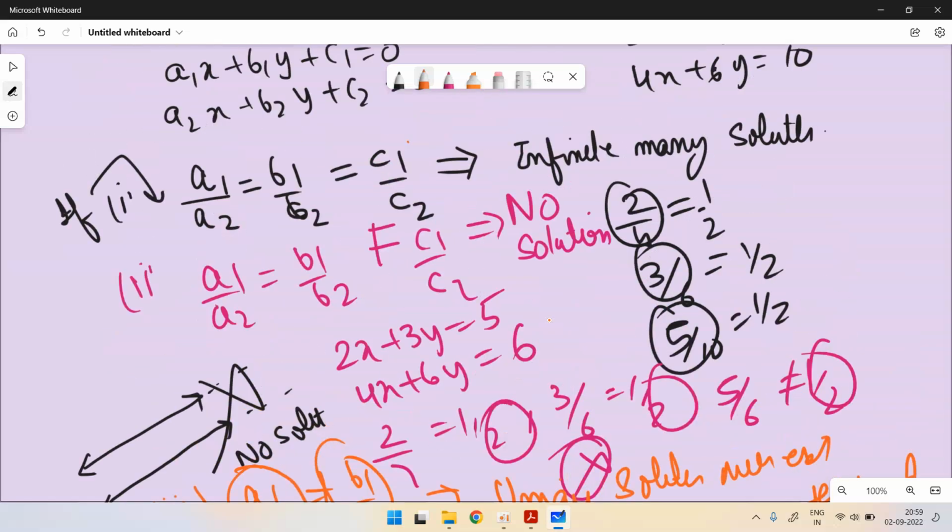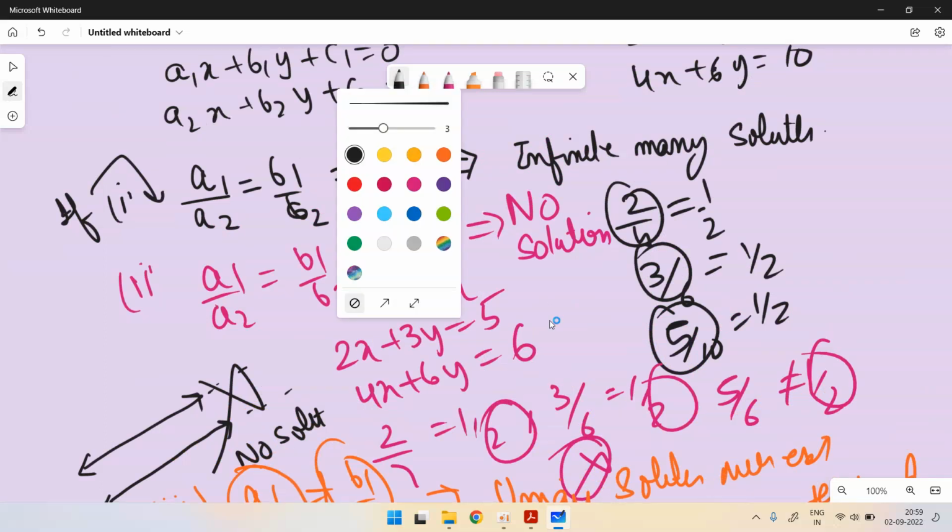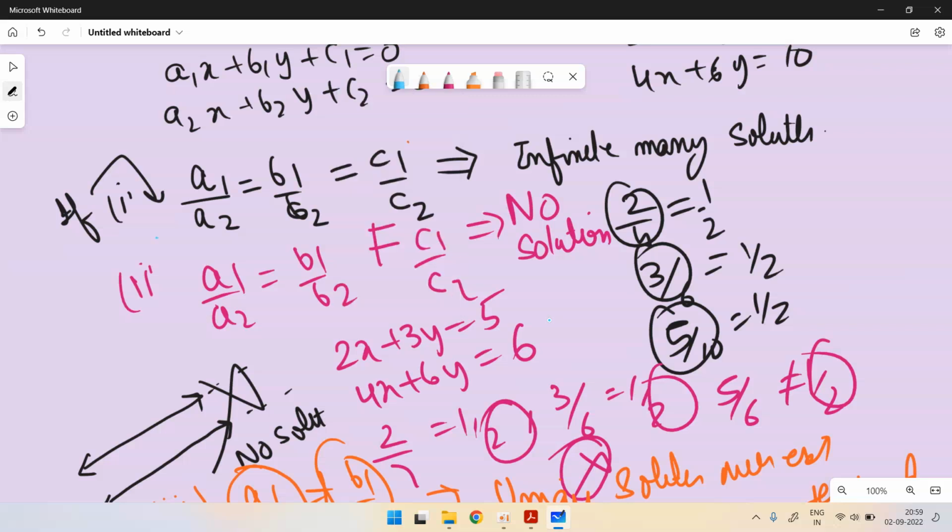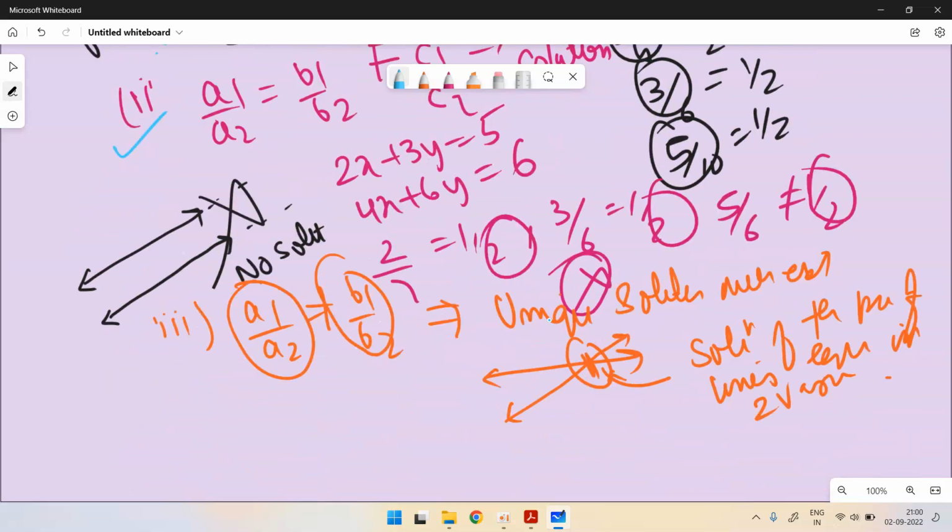So these three are the main topics you must know before solving any problem. You need to check whether a1 by a2 is equal to b1 by b2 equal to c1 by c2. Then infinitely many solutions, directly, and your time will be saved. Second, if a1 by a2 equals b1 by b2 but not equal to c1 by c2, if you directly check this, you can find in very little time that there is no solution. So your time will be saved. Otherwise, if you solve by the traditional method, it will be time consuming. And third, if a1 by a2 is not equal to b1 by b2, you just need to check, and if this is not equal, directly you can solve by any method.